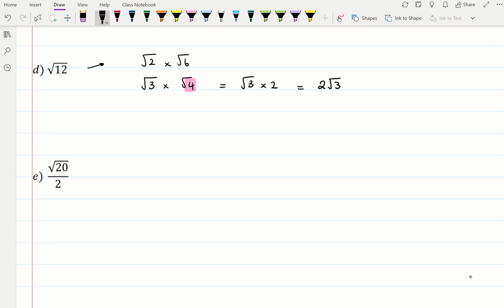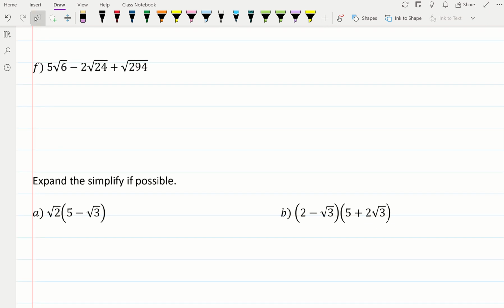For root 20, I will do the same. I'll list the factors, and I'll start with the 2 times table. Root 2 times root 10 doesn't help. Root 4 times root 5, and I've spotted the square number, so that gives me 2 root 5. And that's root 20. So now what I actually have is 2 root 5 divided by 2. Well, 2 divided by 2 is 1, and I'm simply left with root 5 as the answer.